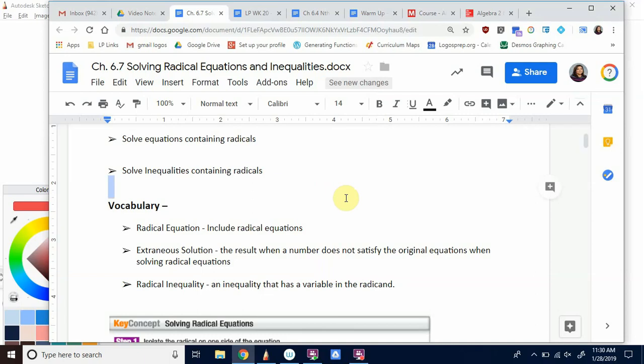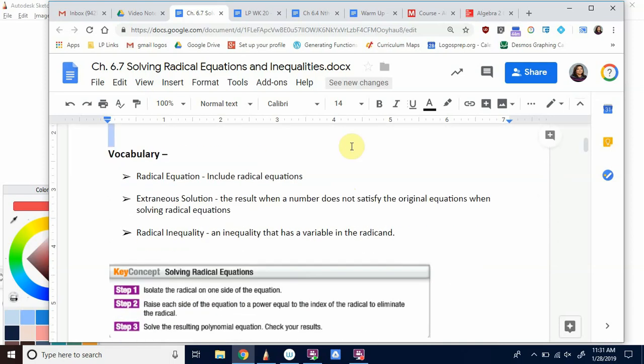What's a radical equation? Basically, a radical equation is just an equation with a radical sign and a variable as part of the radicand. An extraneous solution is when we get a solution that does not satisfy the original problem, and therefore it's a false answer, so we call them extraneous solutions, and there's no real solution. But we're talking specifically about radical equations. And then a radical inequality is when you have, again, a radical sign with the variable as a radicand, but you have an inequality sign instead of an equal sign.